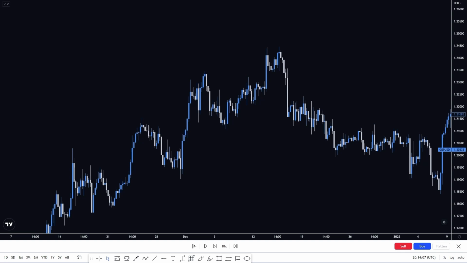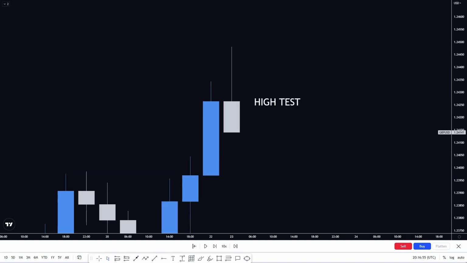So we're going to start this all off by looking at a high test candle. We're going to be seeing these high test candles at the end of upward trends, and this is what it looks like. So let's get into that now. As you can see here, this is what we call a high test candle.